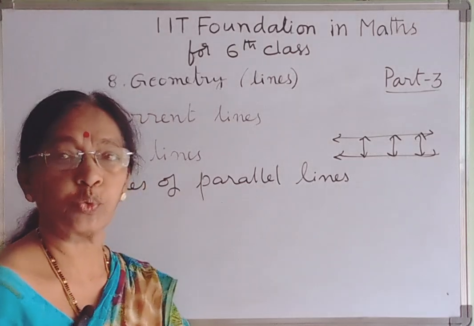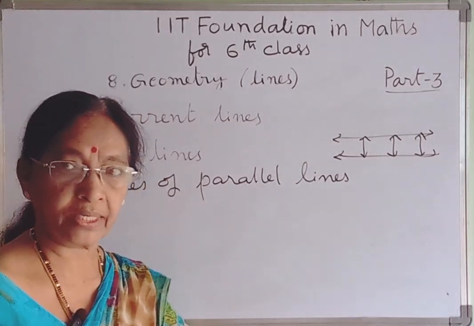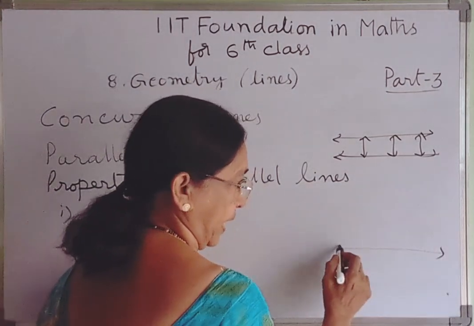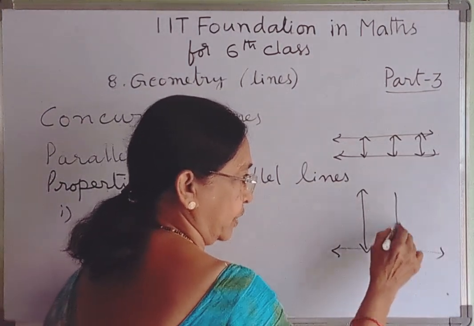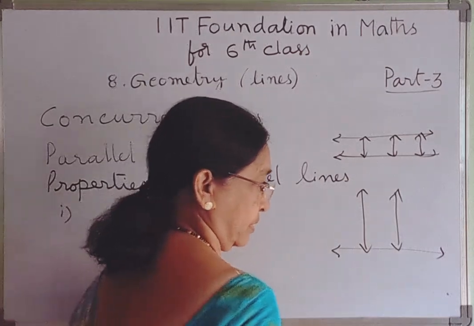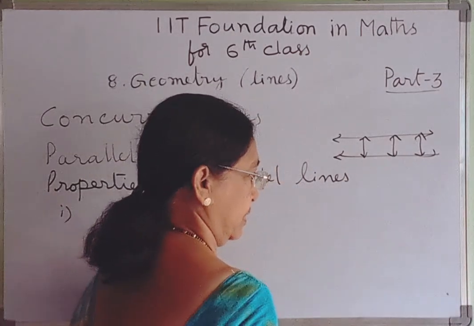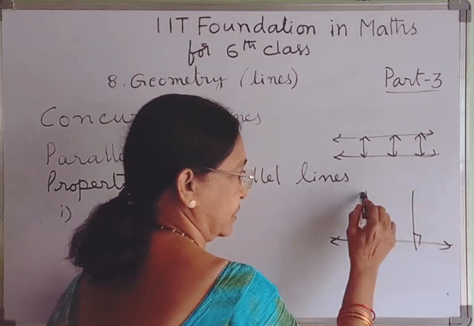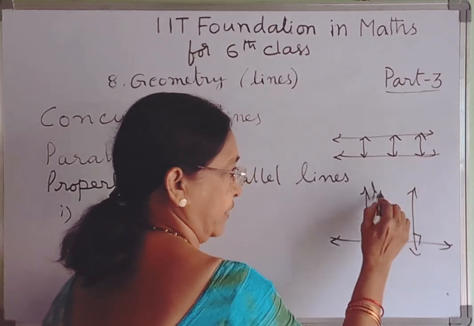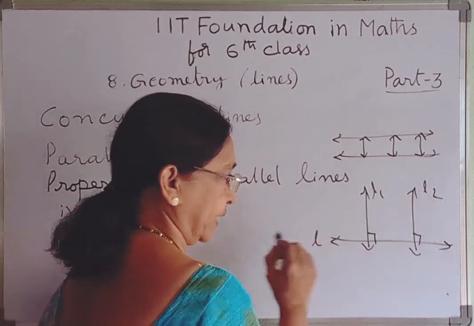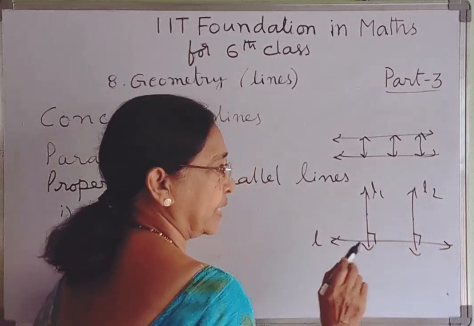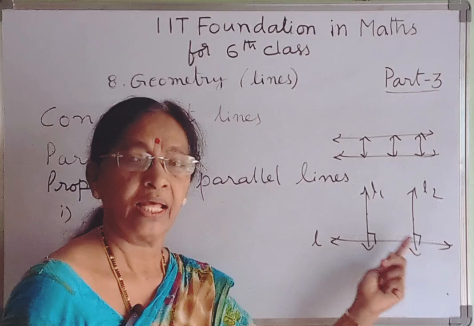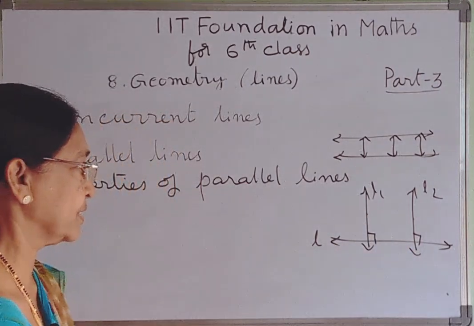Next, two lines perpendicular to a given line are parallel to each other. Suppose this is a line and two lines are perpendicular to this line. These two, L1 and L2, are perpendicular to the line L. Then the two lines are parallel to each other. If two lines are perpendicular to a given line, then those two lines are parallel to each other.